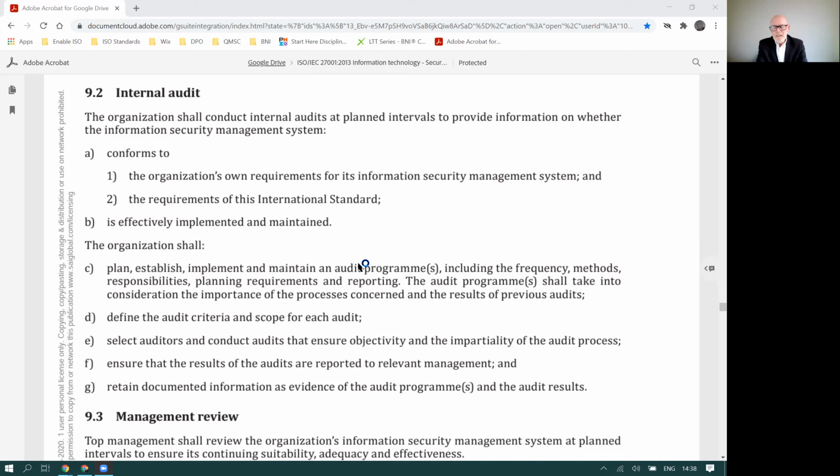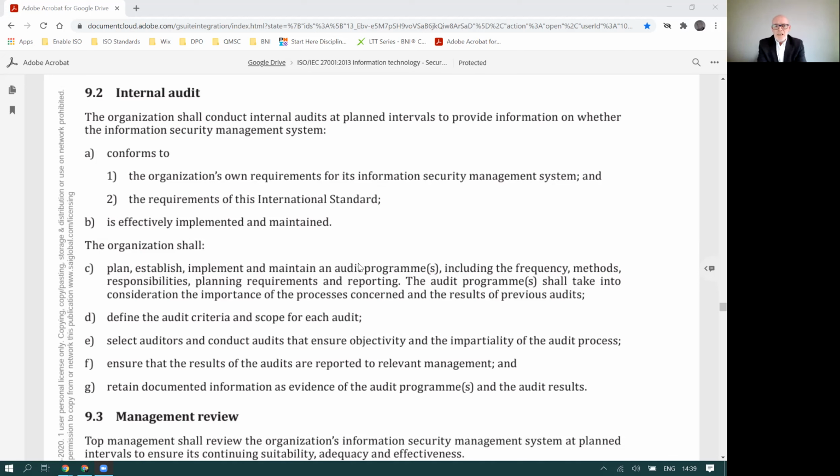Having said that, the primary objective is to make sure that the information security controls that are documented are suitable and effective and are continually meeting the organization's requirements. Let's look at the criteria in two parts. The first half is as follows.